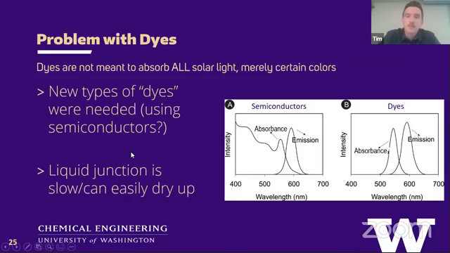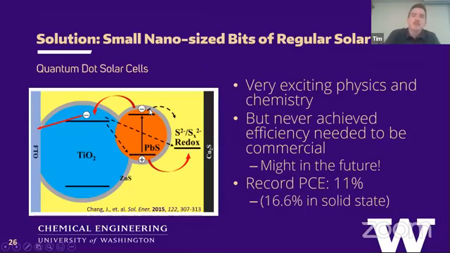So the idea of researchers was, well, let's try to make semiconductors into dyes. And you can't do that directly, with an asterisk I'll talk about later. And so their idea was to take normal semiconducting materials and make them into nanoscopic bits, nanoparticles or quantum dots that were super, super small.